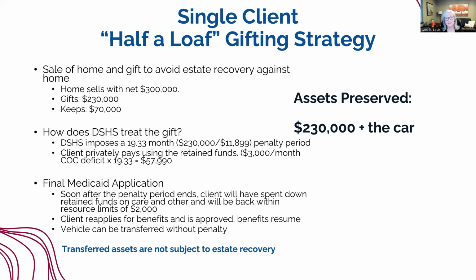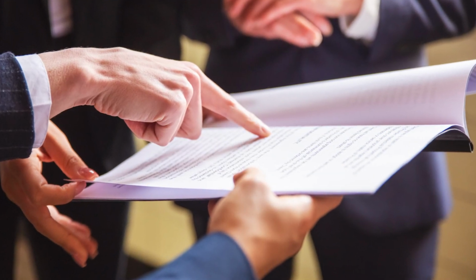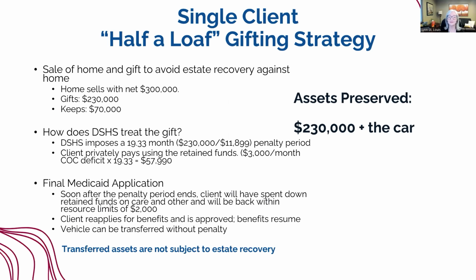They use the money that they kept. They kept 70. They only need about 58,000, so they have plenty of money to get through the penalty period. Then when they're back down to 2,000, we apply for Medicaid again. They're approved. And what's the result? They were able to preserve $230,000 and the car, and the care was never jeopardized in any respect. That's a pretty good outcome.